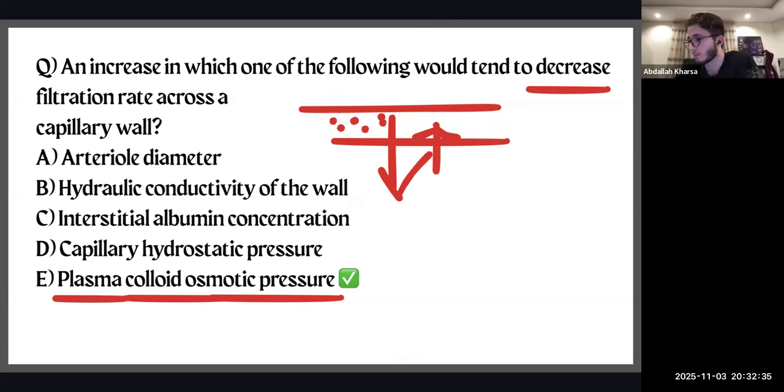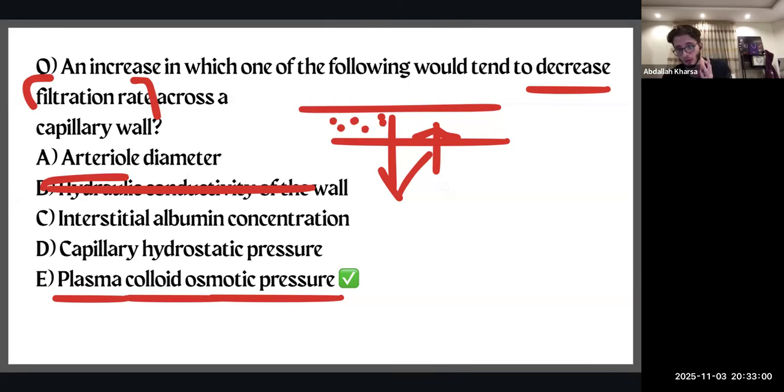The person who said B: we never talked about hydraulic conductivity. I don't want you to even think about hydraulics here. If they talk about filtration, they're going to ask about either the fluid inside or the fluids outside or the proteins inside or the proteins outside. It's going to be one of the forces we talked about. Is this clear? Sometimes they put distractors like that.